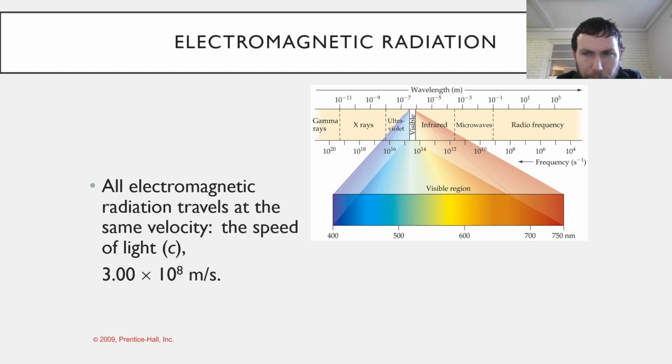Whereas if you move down to something like a microwave, that's in the range of 10 to the negative third to 10 to the negative first, but then it has a frequency of something like 10 to the 11th, 10 to the 9th, right? And so there's obviously that trade-off. But the neat thing is, whether it's a gamma ray or a radio wave, it doesn't matter. They all travel at the same speed, 3 times 10 to the 8th meters per second.